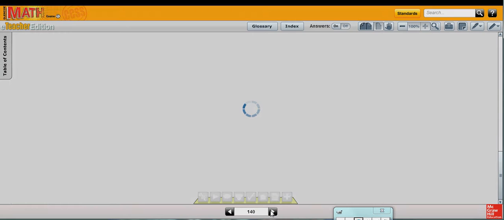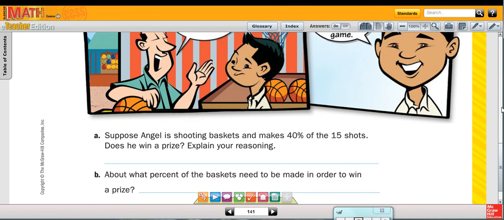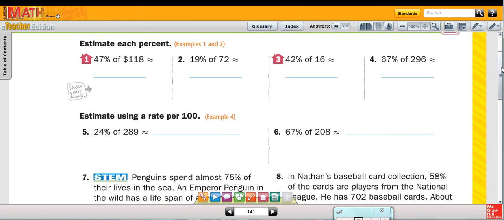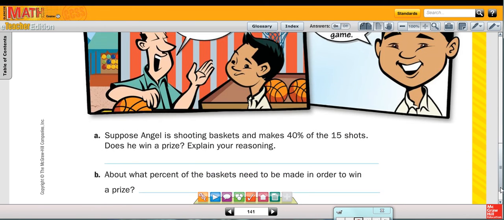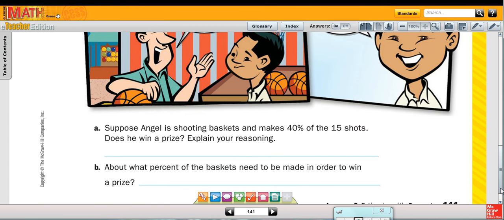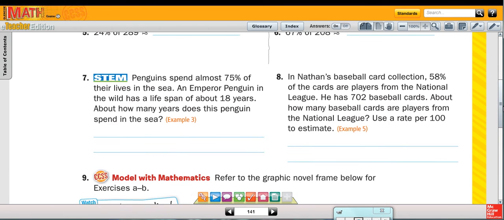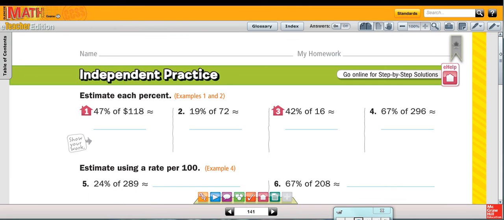For tomorrow, go to page 141. You are going to complete for me. Notice that on 5 and 6, it says estimate using rate per 100. We have to have exactly the same answers there, okay? For tomorrow, let's go 1 through 8. Okay? Page 141, 1 through 8. That is due for tomorrow. You can go ahead and get to work.